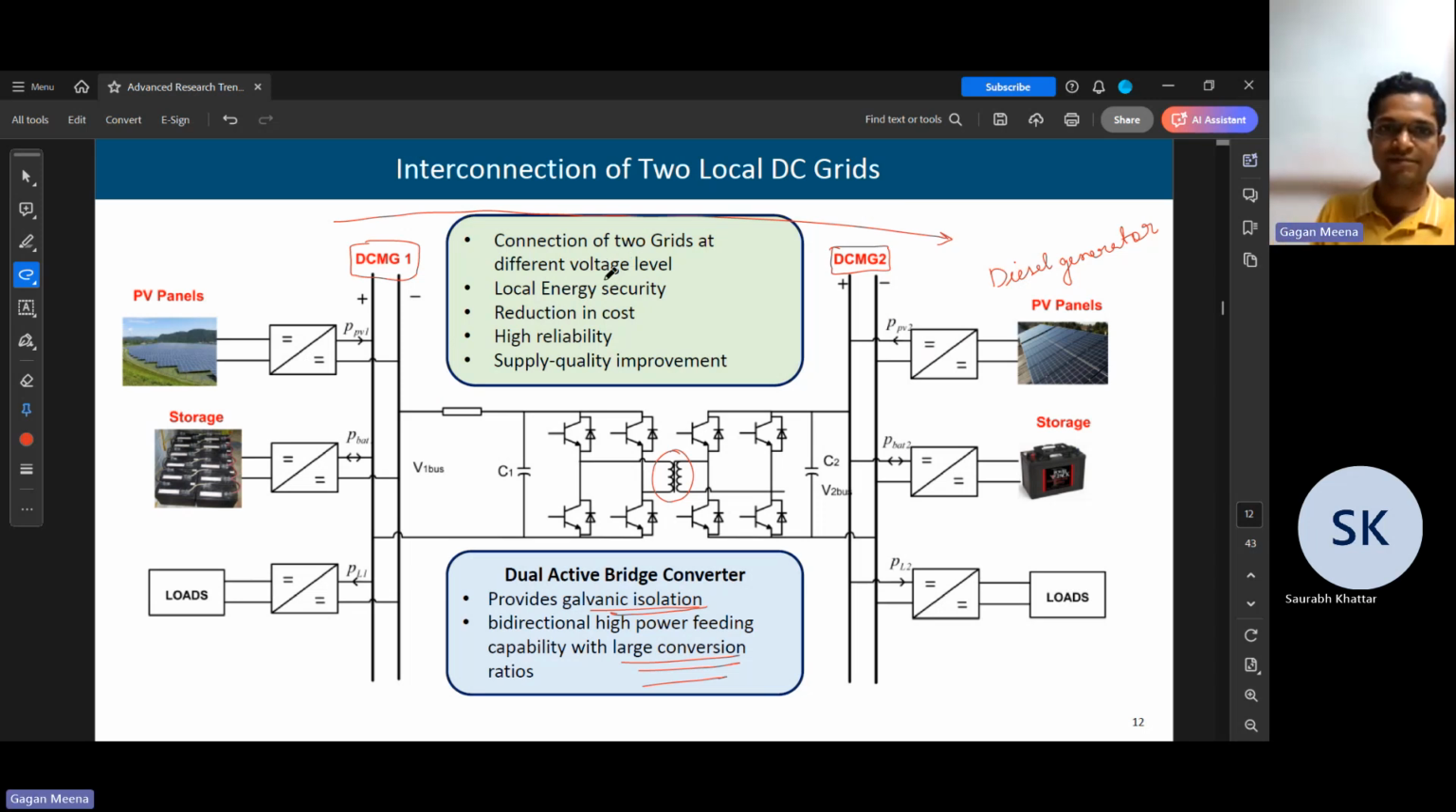The interconnection can also help us connect two grids at two different voltage levels. One might be at 340 volts, the other might be at 48 volts.